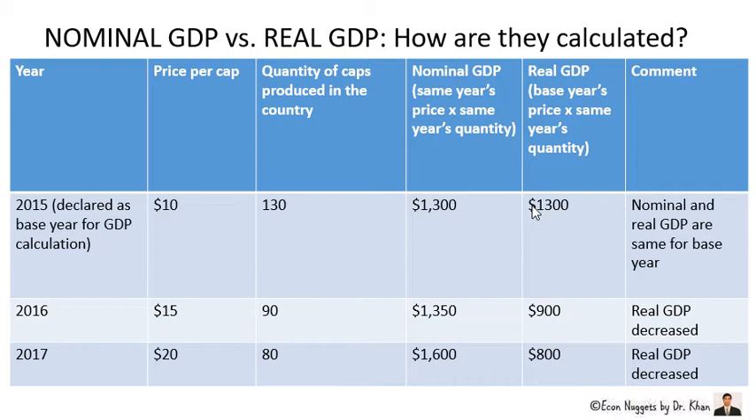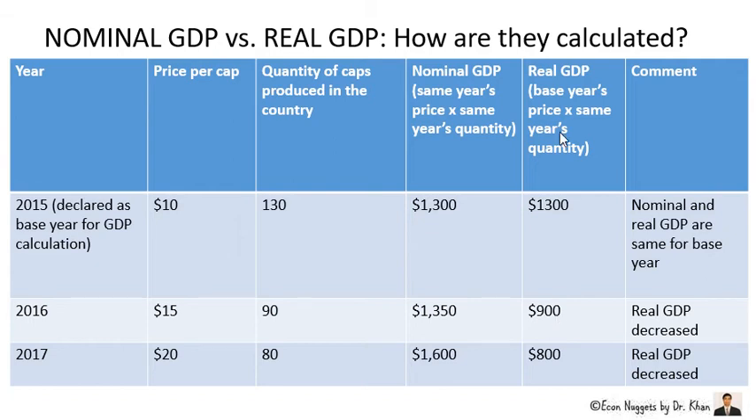Now let's see how the real GDP numbers and nominal GDP numbers would play out for the other 2 years, 2016 and 2017. For 2016, the caps were selling for $15 a piece, and that year 90 caps were produced. So nominal GDP would be 15 times 90, which is $1,350. For that year, the real GDP would be $900. How would that be $900?